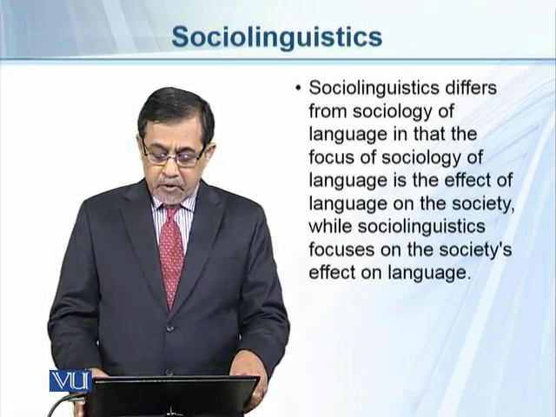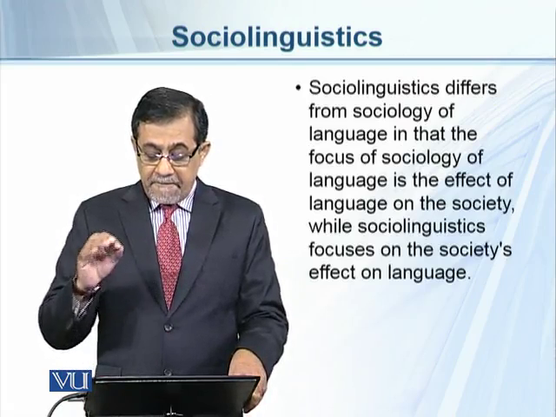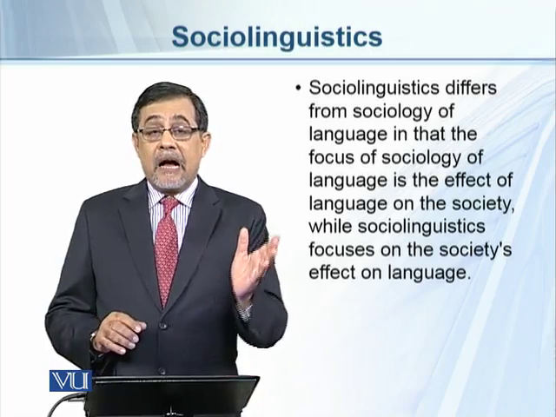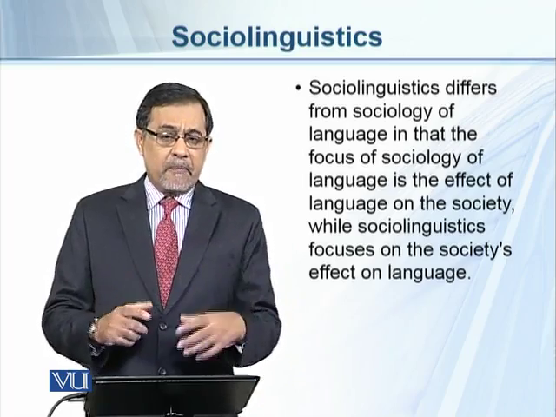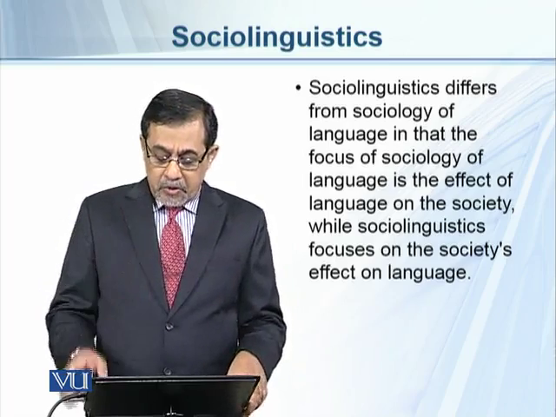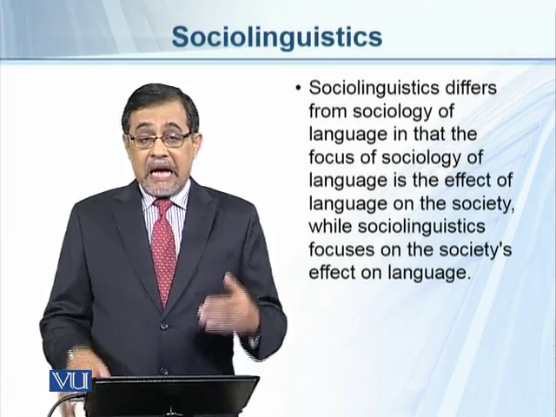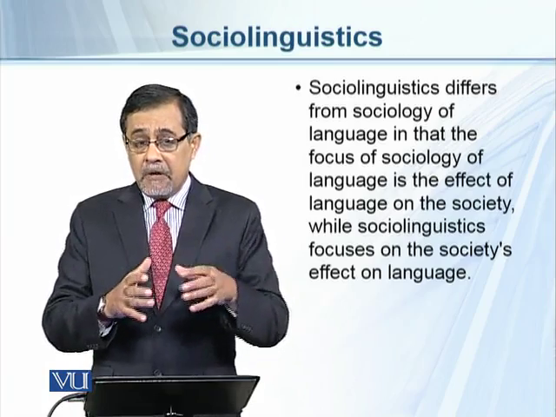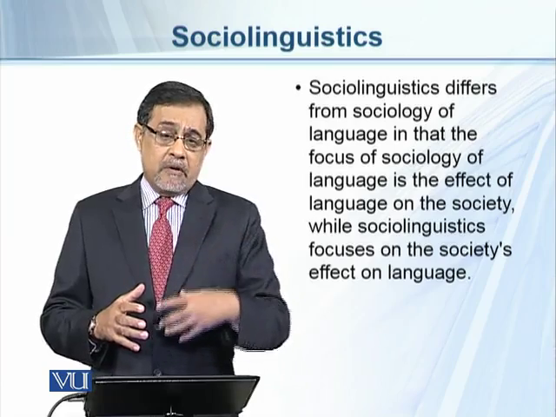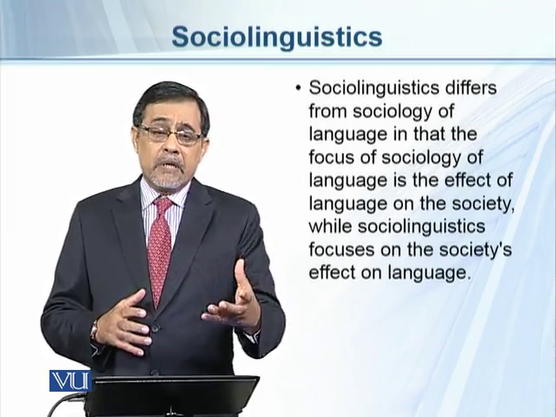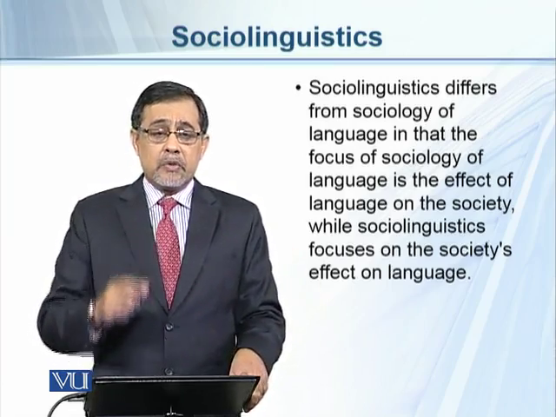Sociolinguistics differs from sociology of language in that the focus of sociology of language is the effect of language on the society, how language affects the society, whereas sociolinguistics focuses on the society's effect on language, how society affects the language, how, for example, poor people affect the language, how the literate or the learned people affect the language, how the upper class affects the language. So these features are discussed under sociolinguistics.